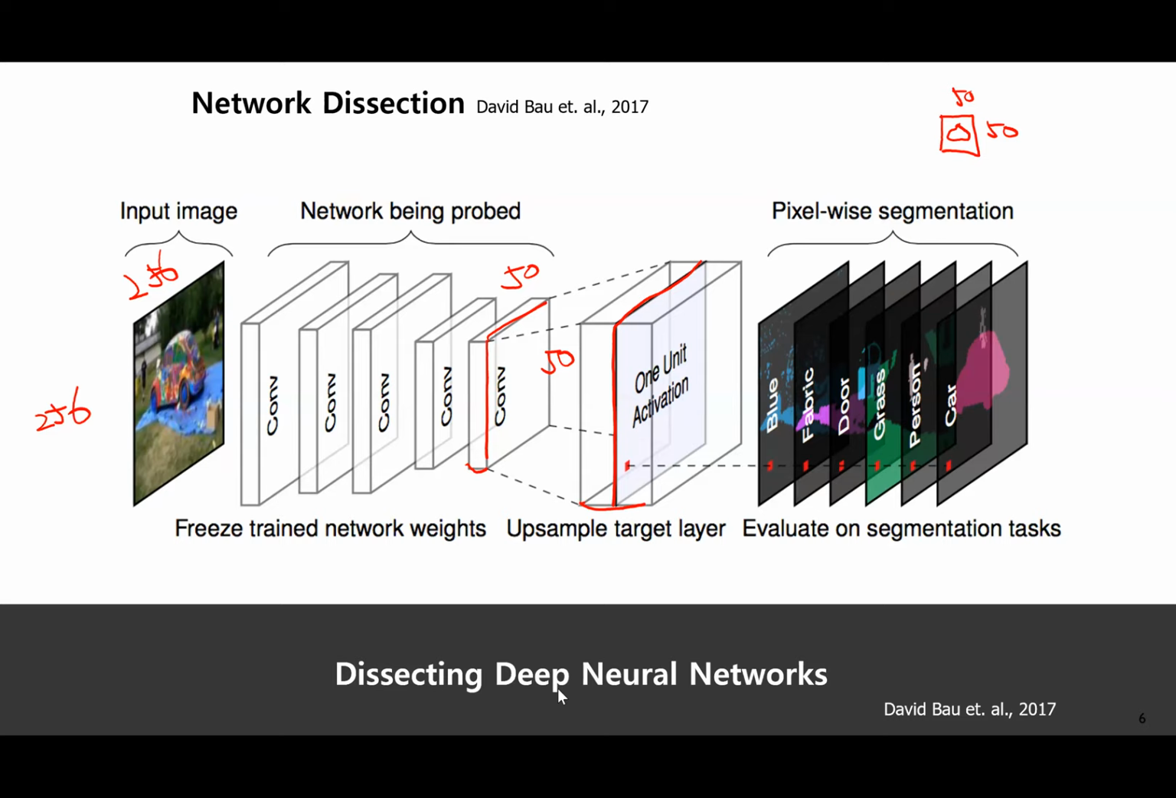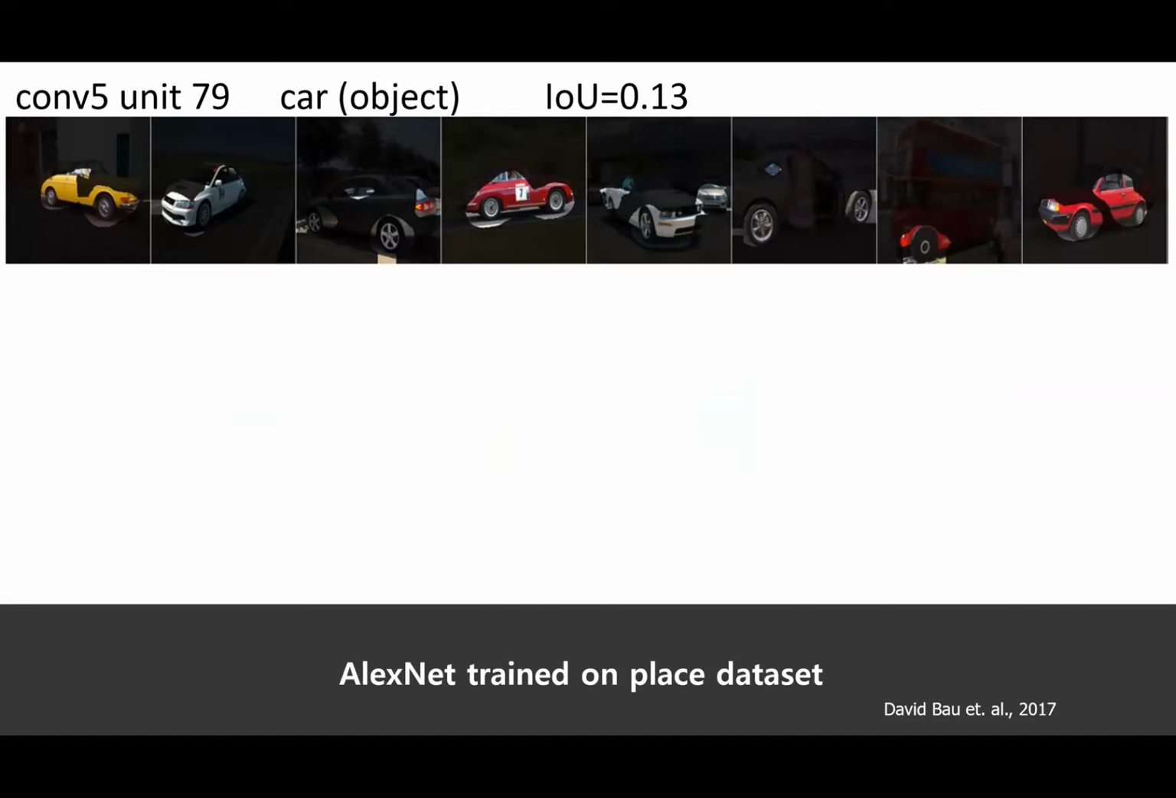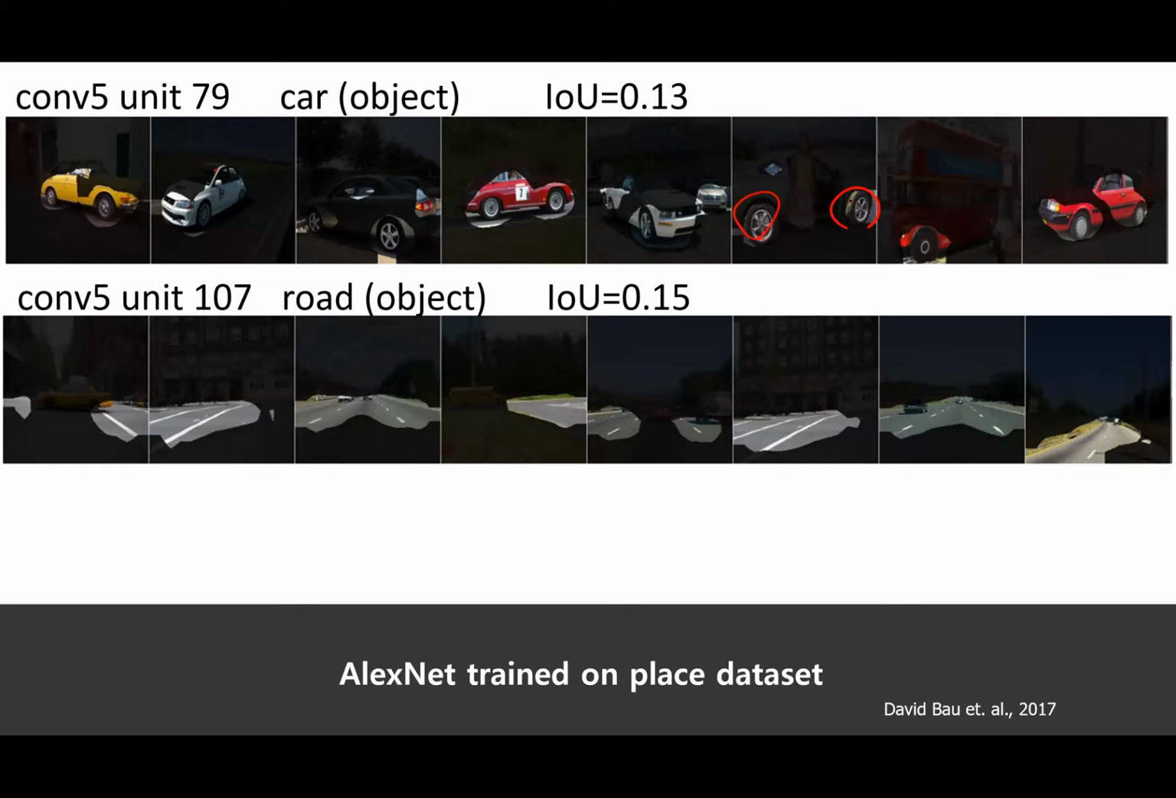Yeah, so the highlighted part will have the label. In the AlexNet case, conv5 unit 75 locates the car object, with an intersection over union of 0.13, and sometimes a wheel and so on. And in conv5 unit 1.7, the road is activated. So in the fifth layer, units 75, 79 and 107 locate individual objects.